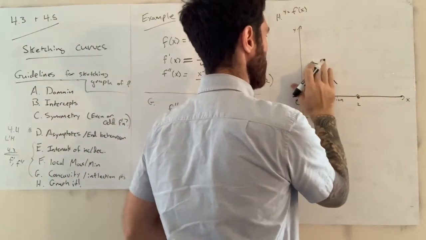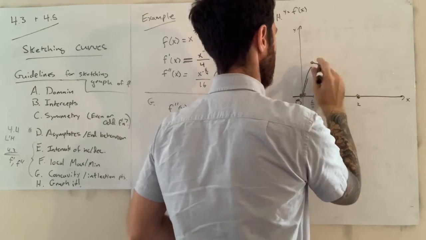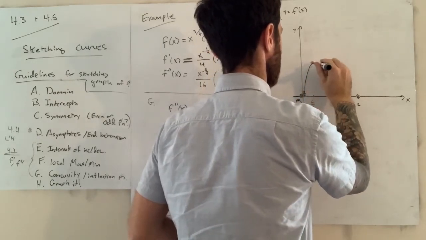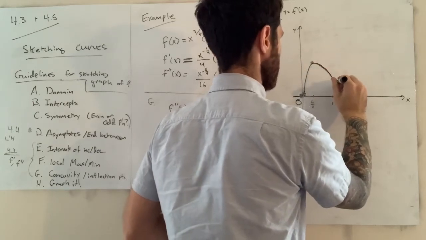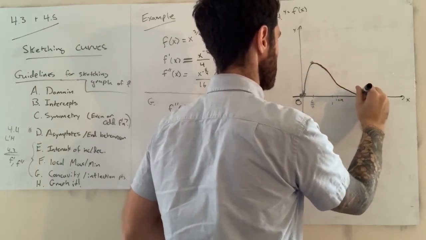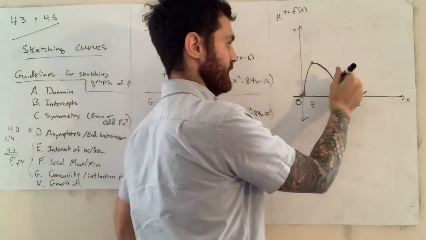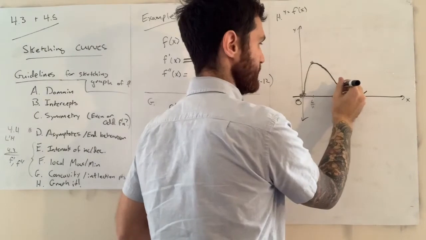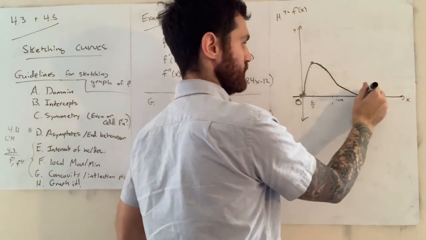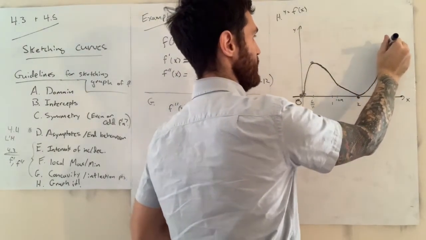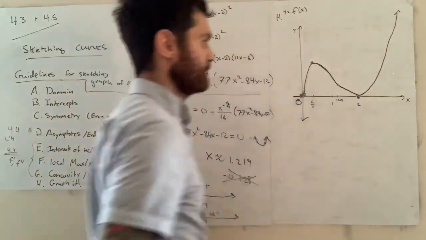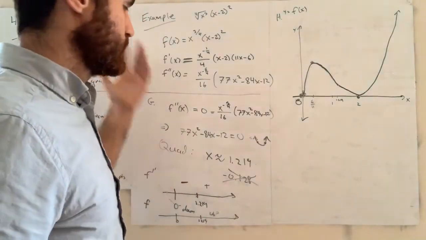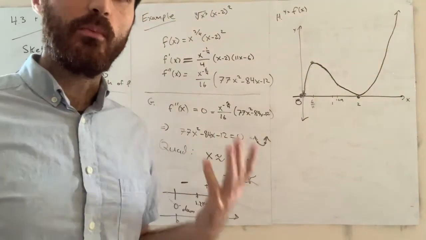So we know that our graph is going to be below its tangent lines until about this point. And then it's going to switch to being above its tangent lines. So you can see how that switch is made at this point here. That's the point of inflection. And it stays like that, and it shoots off to infinity. And so you can see that's what all of that information brought us.